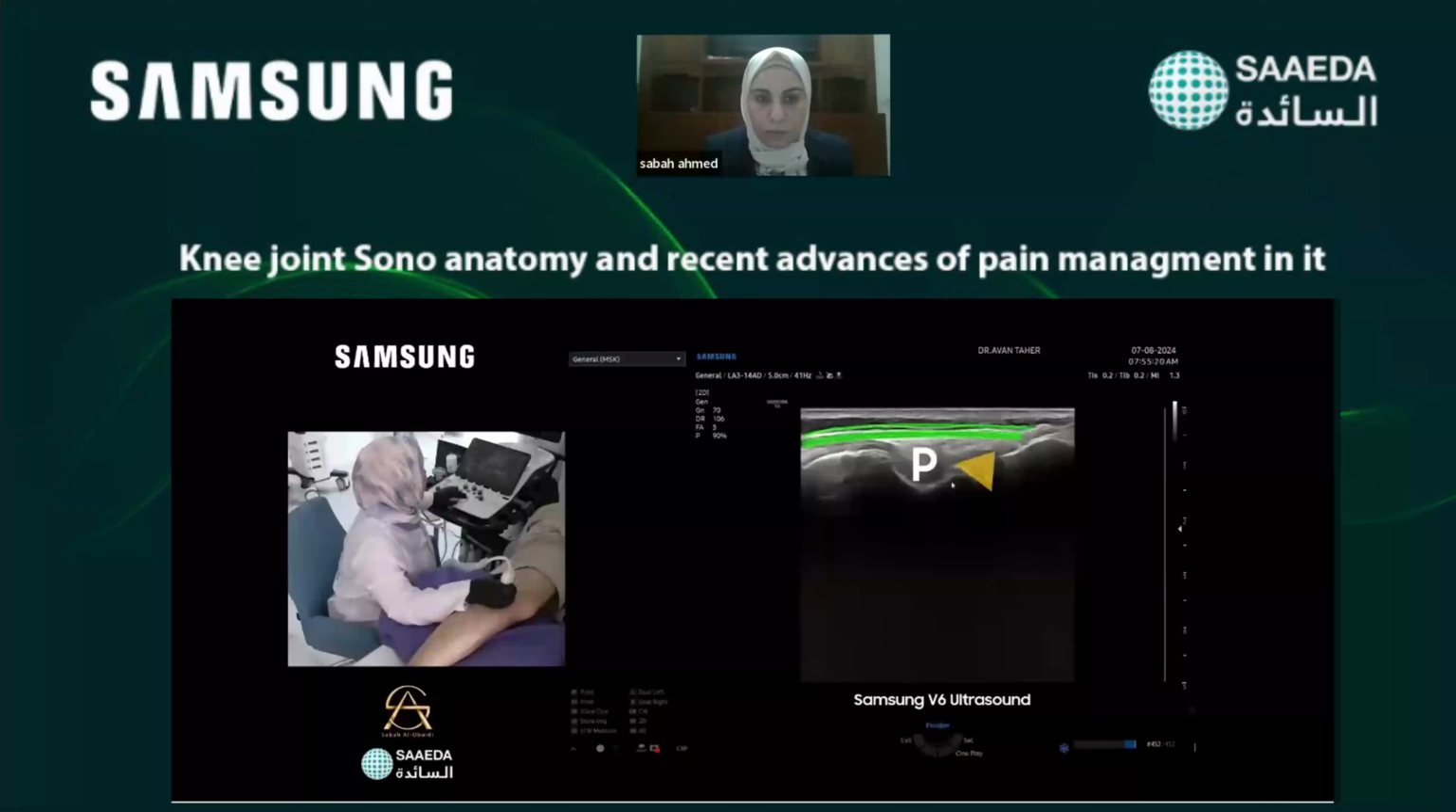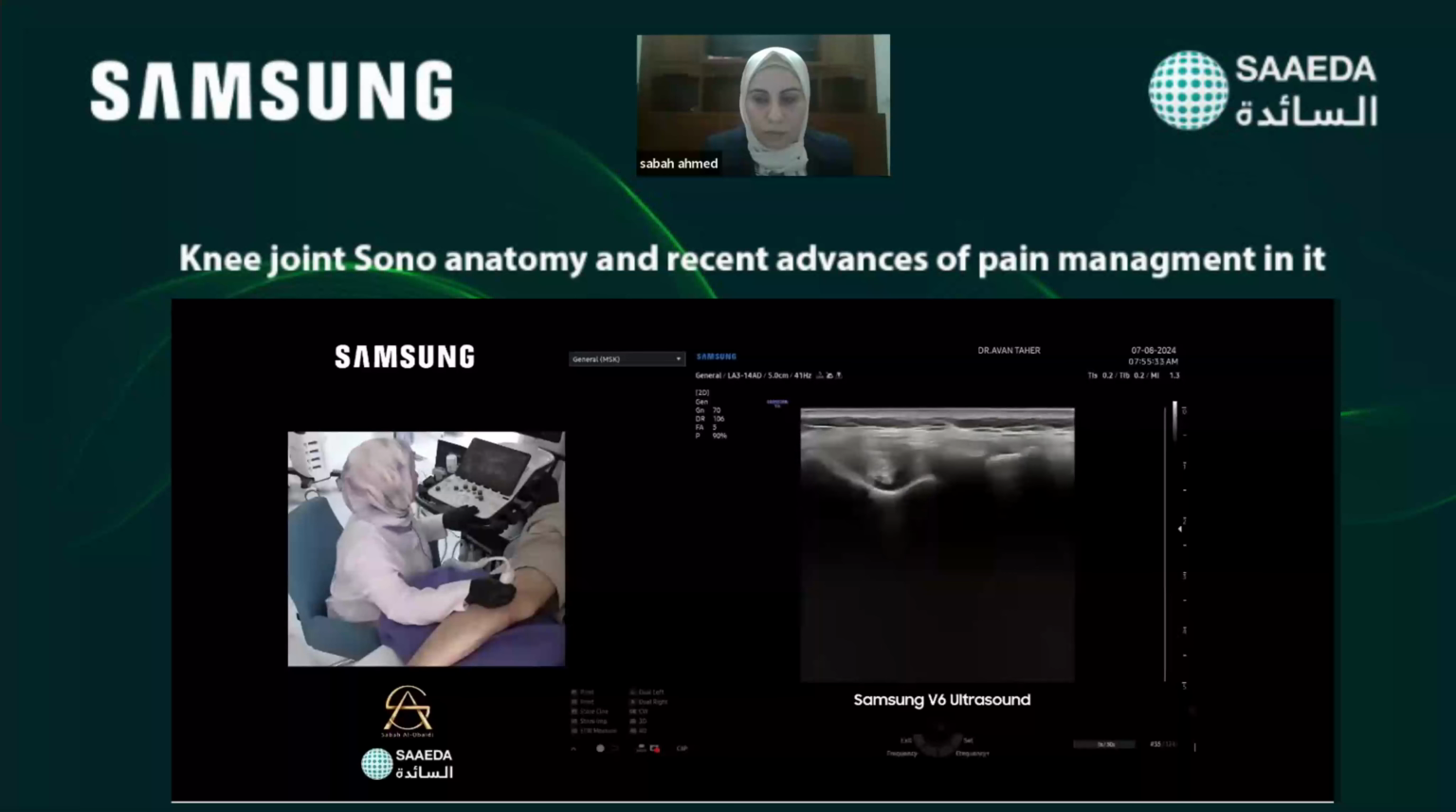What appears here is hypoechoic muscle, hypoechoic muscle that appears at the condyle of the femur. This is the popliteus muscle. You see, this is the popliteus muscle.